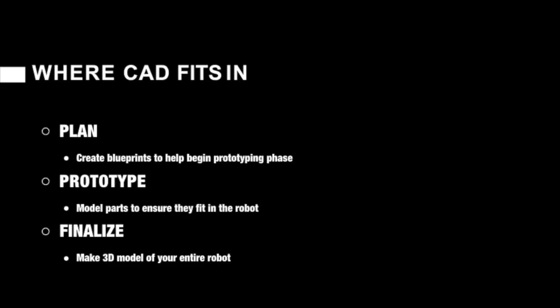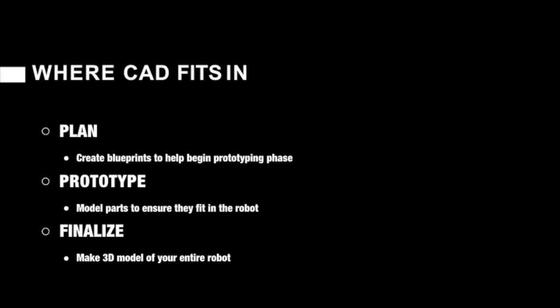CAD fits into the design cycle because in the planning phase, we start out by creating blueprints to help you in the prototyping phase. So this is when you can basically say, how do we want this robot configured? Then you can take 2-dimensional sketches and make them into a CAD design. With the CAD design, you can actually see how the robot's going to look and how it would move and function, which would move you into the prototyping phase. In the prototyping phase, you're going to actually model the parts to ensure that they fit on the robot. So we don't want to see the robot where all the parts don't fit onto the robot. So that's why we use the prototyping phase.